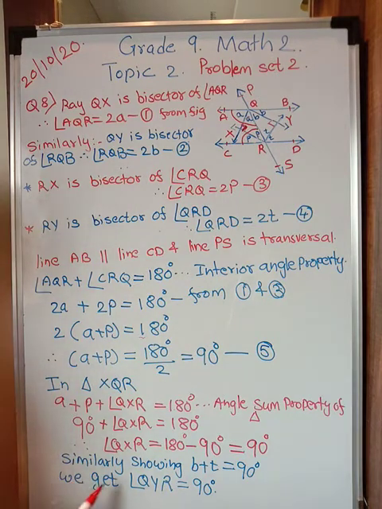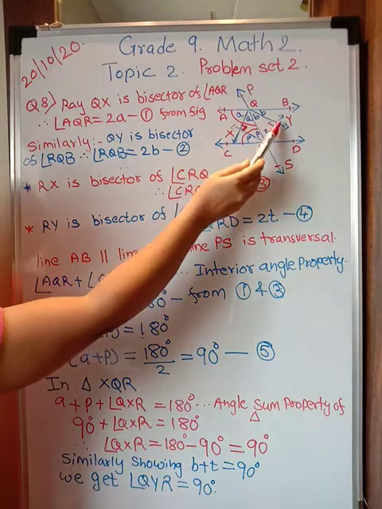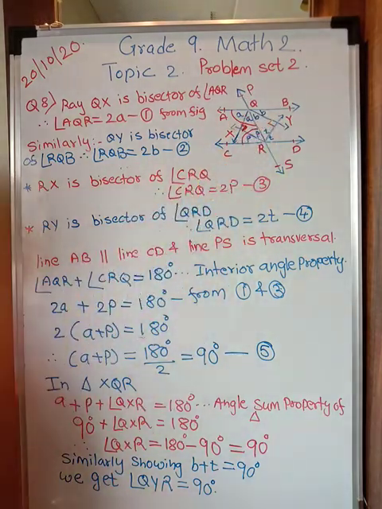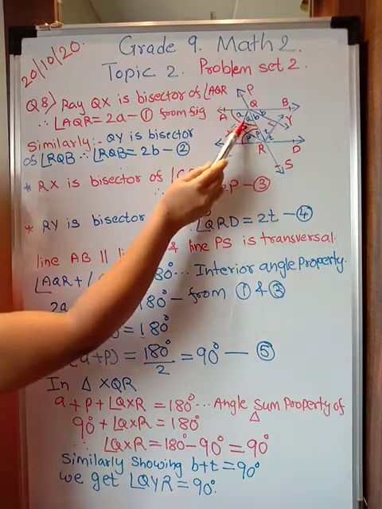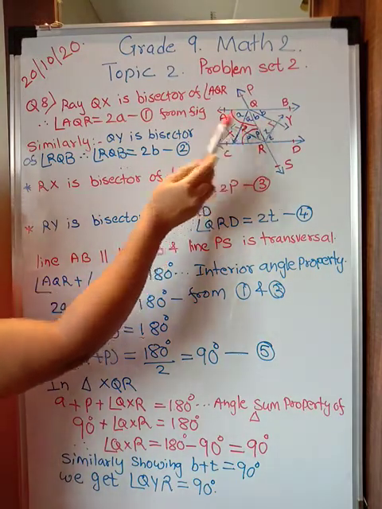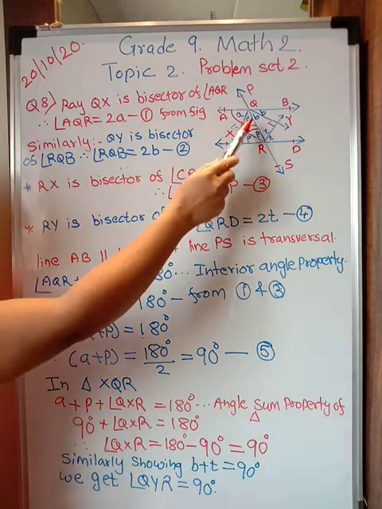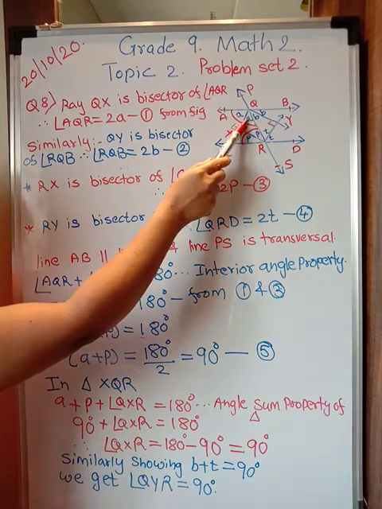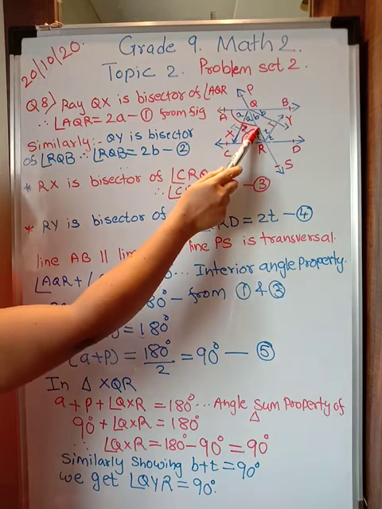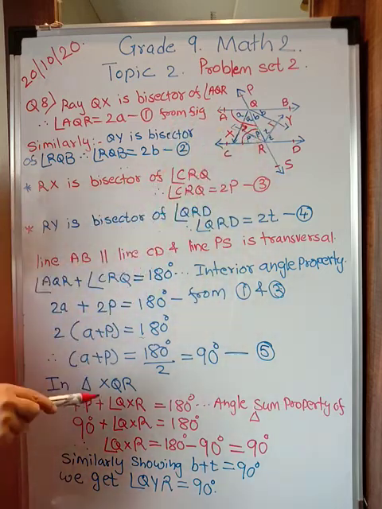So, similarly, by showing that B plus T is equal to 90, we get QYR, this also equal to 90. So now in this quadrilateral, we got two angles as 90 and 90. We want to prove that it is a rectangle. So this A plus B, this also we have to show is 90, and P plus T, this also we have to show is 90.